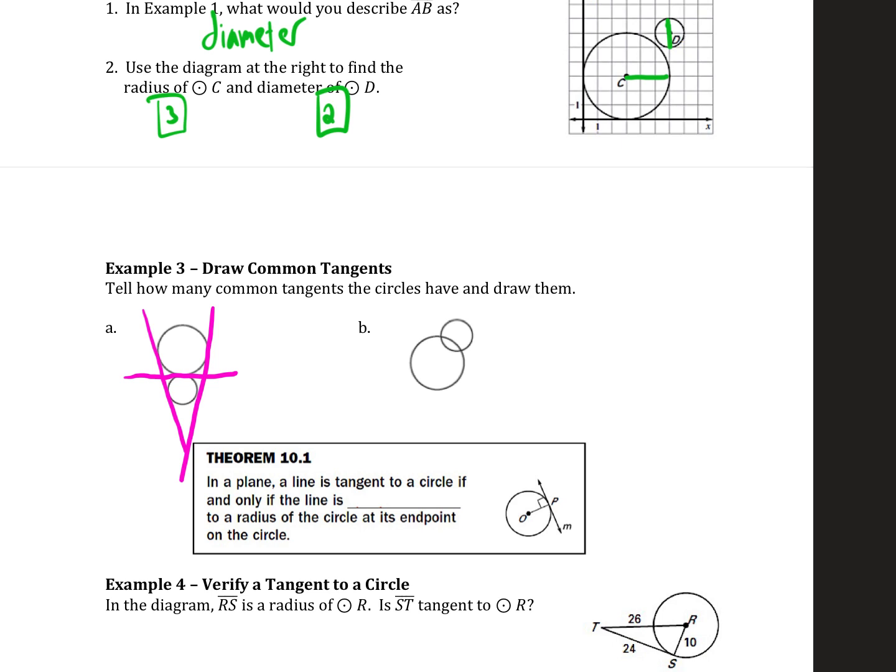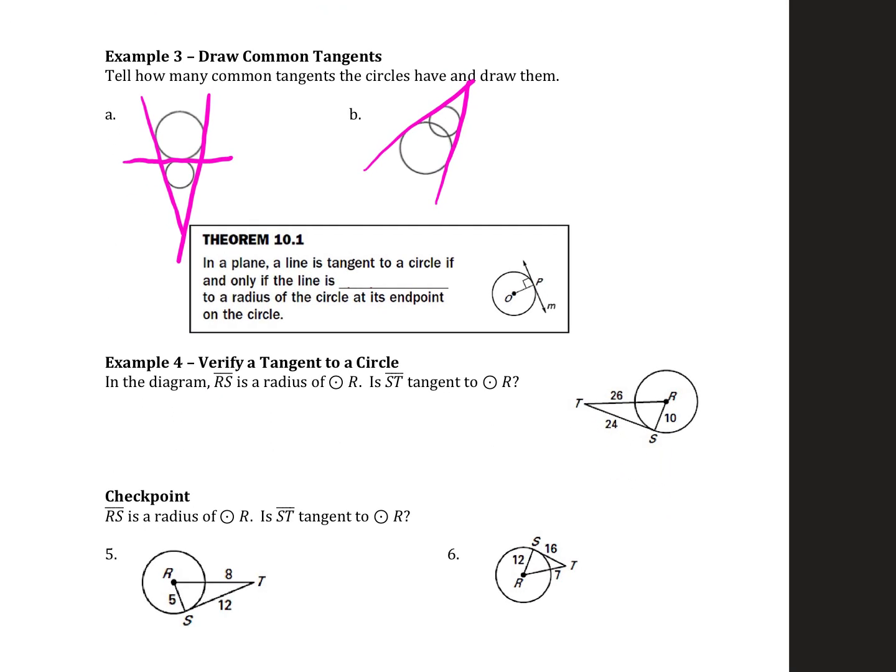How about B? Well, we have the same thing. It's going to touch the edge of both of these and the edge of both of these. We can't do the middle, though, because if it goes through the middle, it's going to touch the circles multiple times, which doesn't work, right? So those are our common tangents. All right, awesome. Okay, so let's move on here.